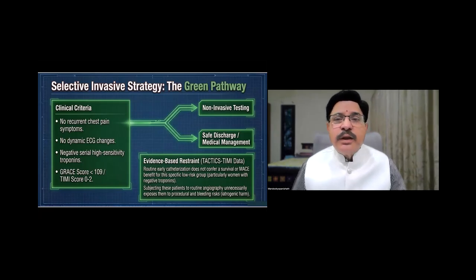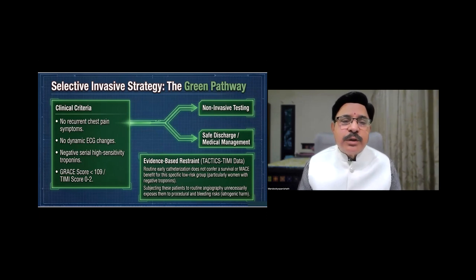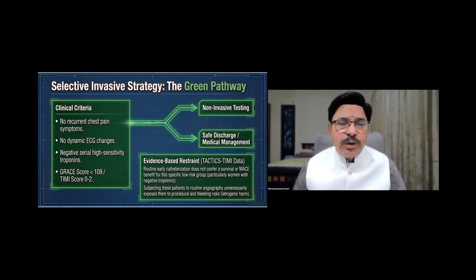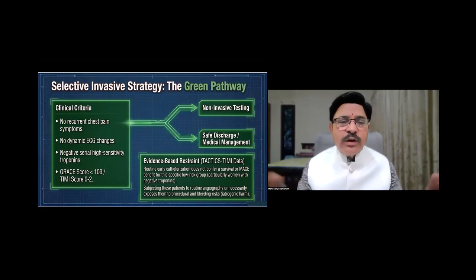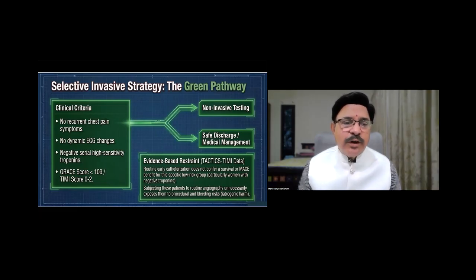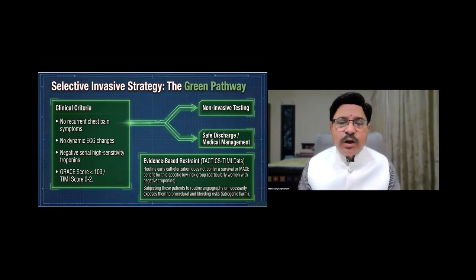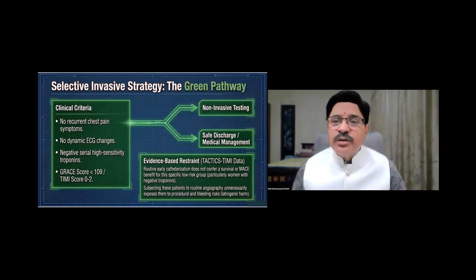So anyway, the green path: the red pathway, the amber pathway, and the green signal. Well, who is the person in the green signal? No recurrent chest pain, symptoms have vanished after 15 minutes, half an hour, 1 hour after medical management. There are no dynamic ECG changes. ECG changes also settled. Negative serial high-sensitivity troponin, at 3 hours I observed no increase in the troponin. GRACE score is less than 109. TIMI score is either 0, 1 or 2. They are safe, we can discharge him.